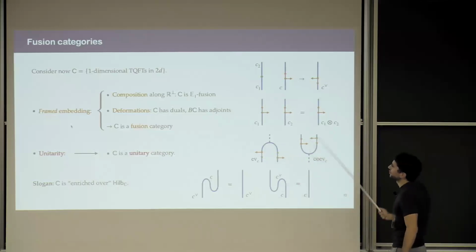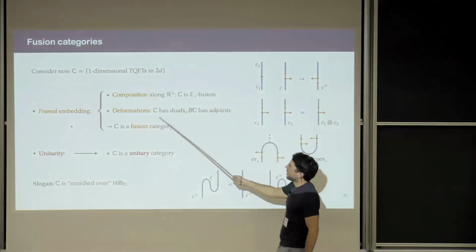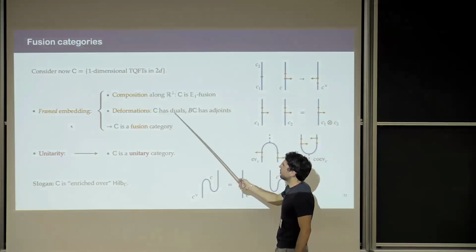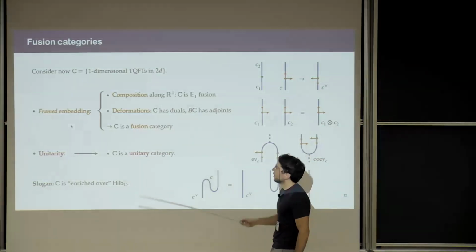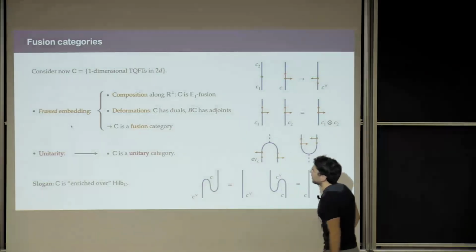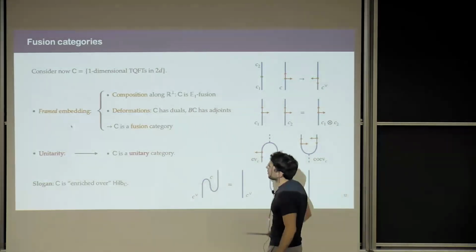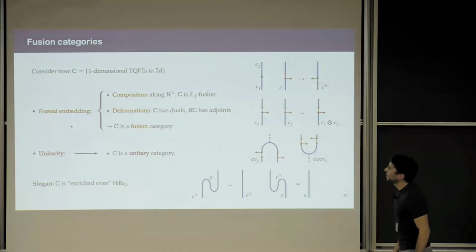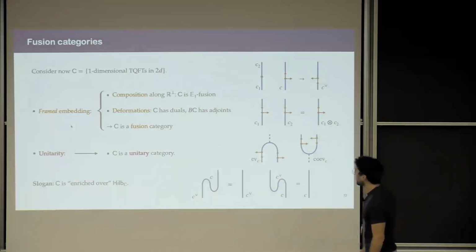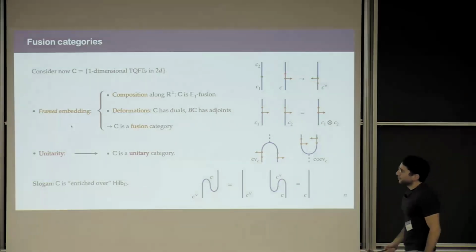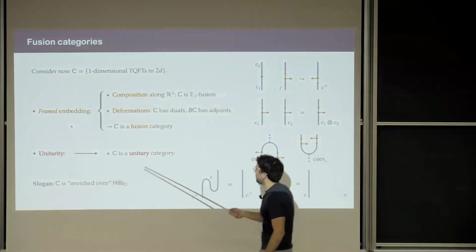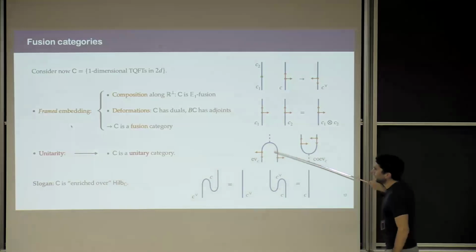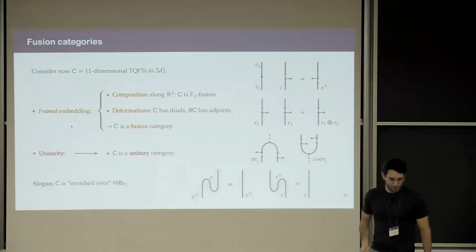All of this structure together is just a way to say that your C has duals, or equivalently that your delooping has adjoints. And this means that eventually, by assuming that this is linear, you're taking linear combinations of your TQFTs, this is just a fusion category. And now, how do we include unitarity? Well, the way we include unitarity is by requiring these TQFTs to be unitary in the first place.